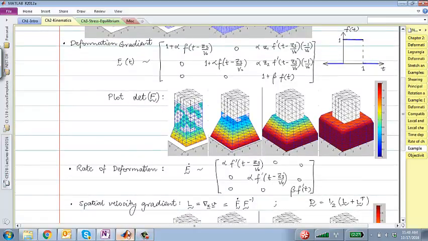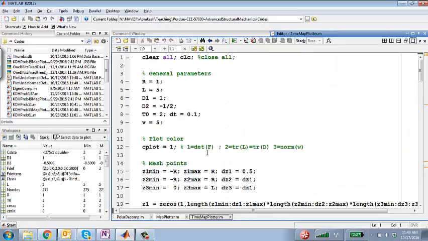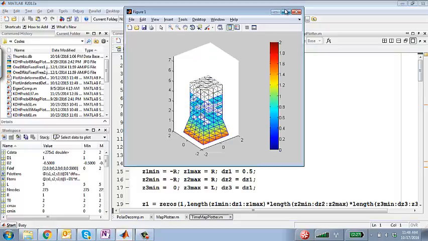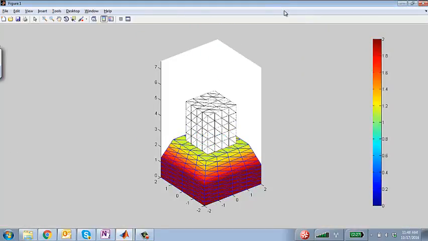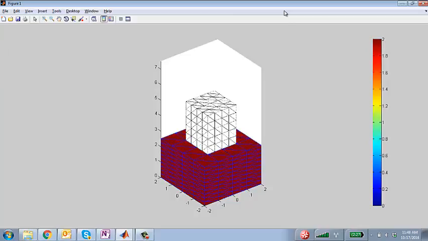So let me go ahead and start this. That's just plotting the determinant of F, and it's kind of like a bag of grain, a cubic rectangular bag of grain that has been suddenly left loose and it falls into this container. That's sort of what this is trying to mimic.